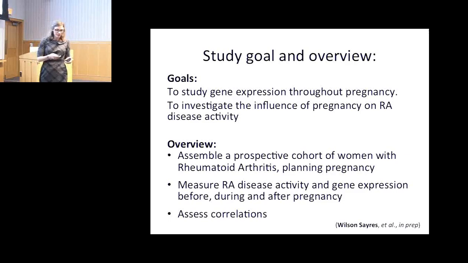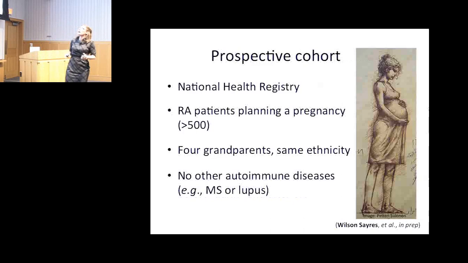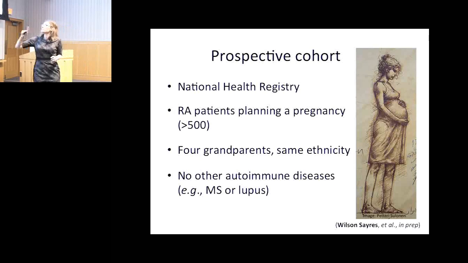So we're collaborating with the National Health Registry in Northern Europe. We have over 500 patients planning a pregnancy. They almost all have 4 grandparents of the same ethnicity and no other autoimmune diseases. So although many autoimmune diseases occur together, in this study, we really wanted to focus just on RA. MS does get better during pregnancy with many patients. Lupus does not. So it's not all autoimmune diseases.